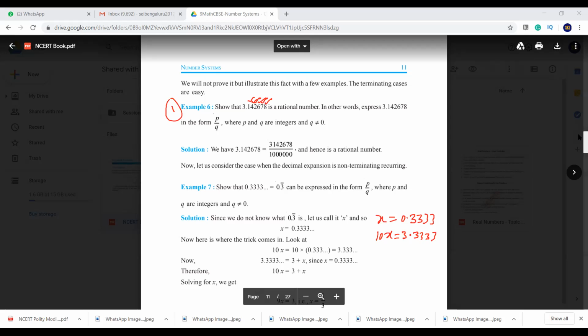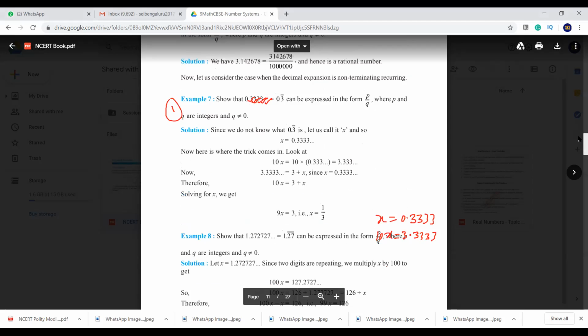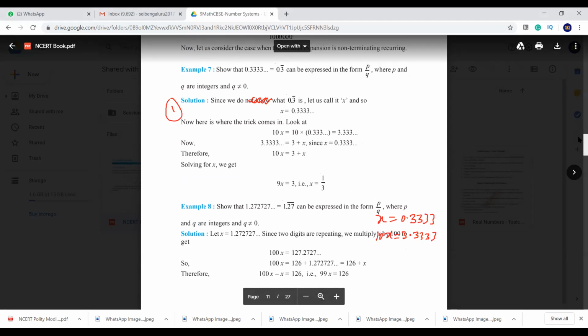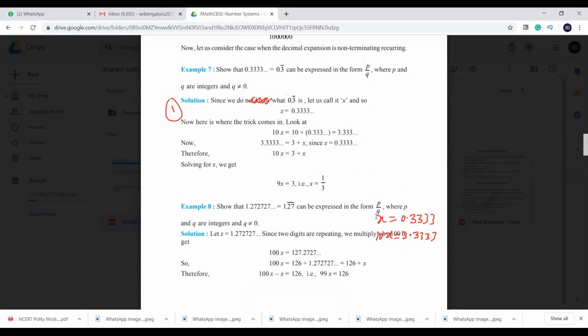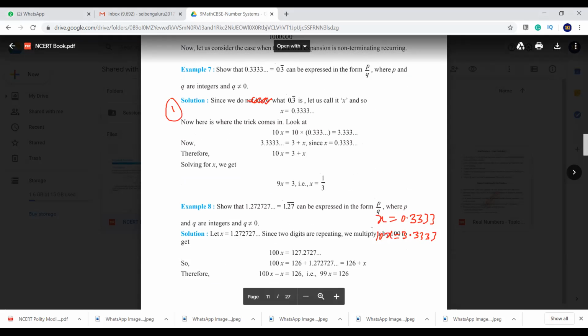Are you following? Yes, sir. Now 10x minus x, how much? 9x. So 9x is equal to 3.3333 minus 0.3333. What will happen? The 0.33 everything will be cancelled, and remaining will be 3 only. So finally what is the x value? 3 by 9, which is 1 by 3. So the value of x is 1 by 3. This is what we can find out.